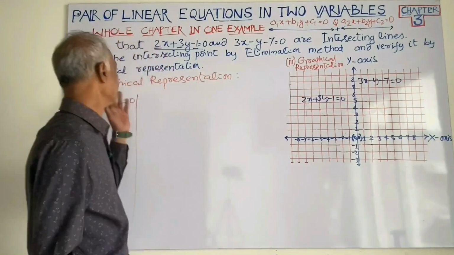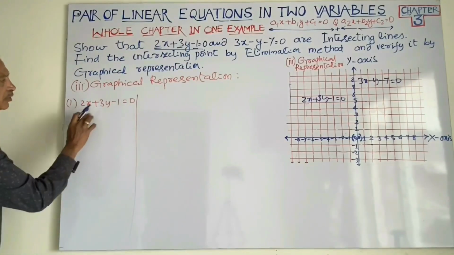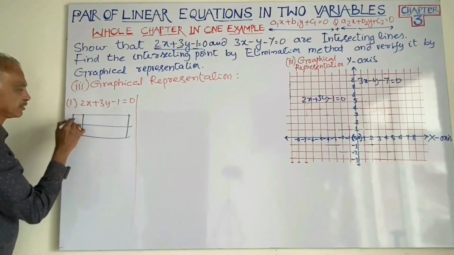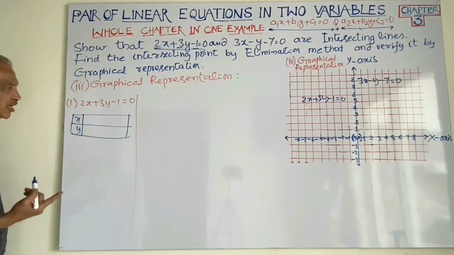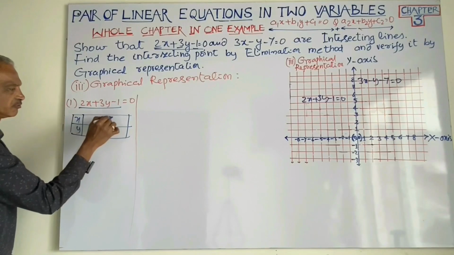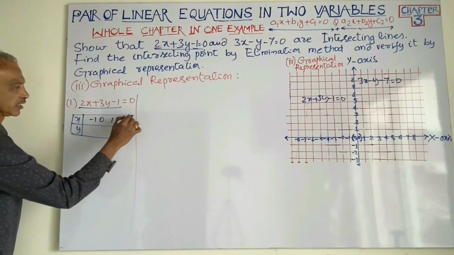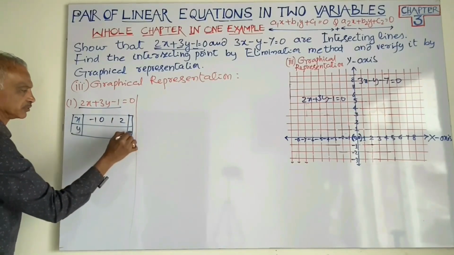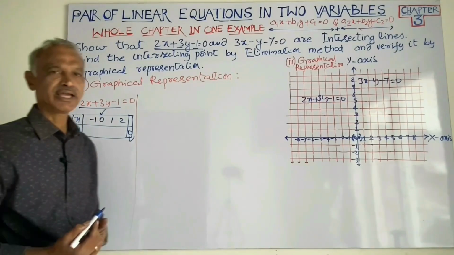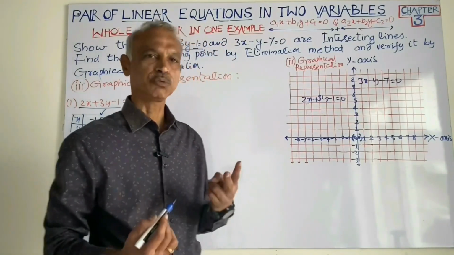Now the third one is graphical representation. We will draw 2x plus 3y minus 1 is equal to 0. First, we will find out the solution set. I have already told you how to draw the graph of this line. See, you take x is equal to 0, 1, 2, minus 1. It is better to take x is equal to 0 and y is equal to 0. It is easy for you to draw a line. How many points do you need to draw a line? Only 2 points.